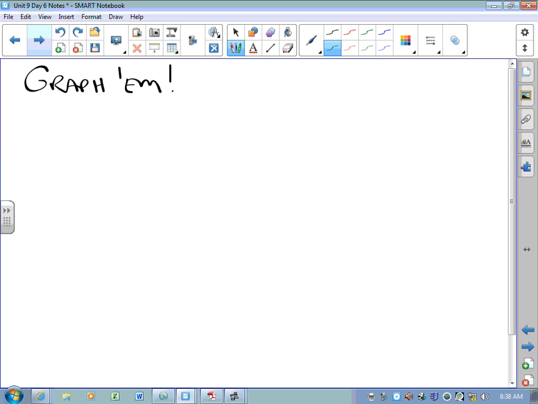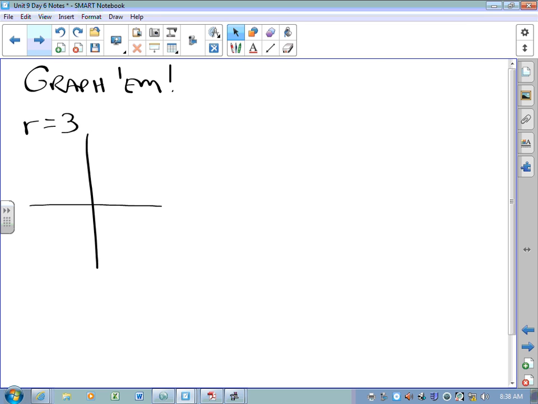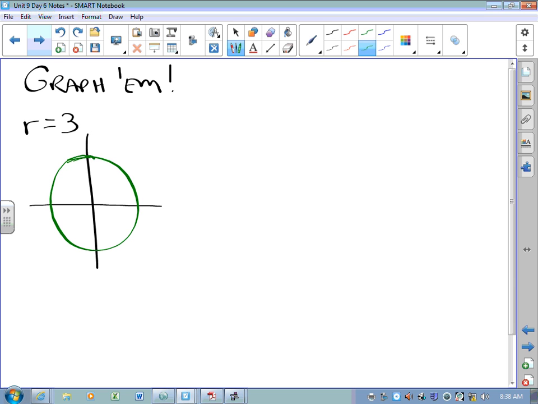There are some graphs rather that you ought to know about. So let's see. If I want to graph r equals 3, I want to graph all those points that are 3 away from the origin. All those points that are 3 away from the origin. Oh, wait, here they all are. This is r equals 3.